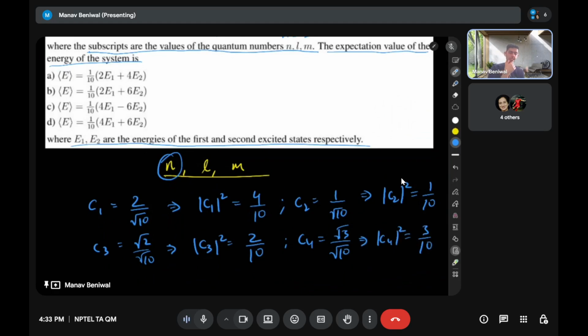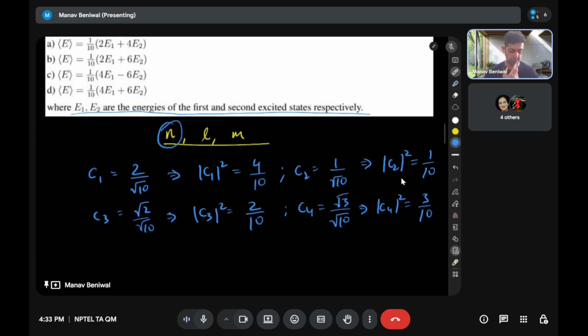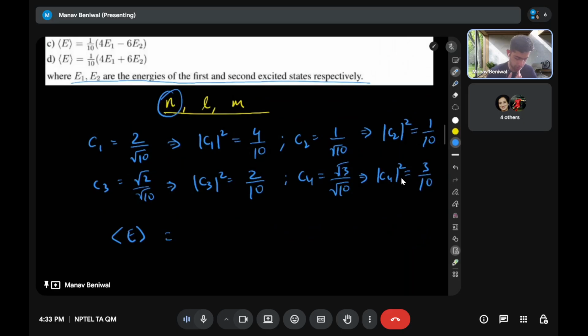Now, one thing that we can quickly check is that if we add all these we should get 1. So 4 plus 1 is 5, and this is 7 and 10, so we are getting 10 over 10, which is 1. So our wave function is normalized. We have to always check if our wave function is normalized or not. Only then we can write our expectation value of energy.